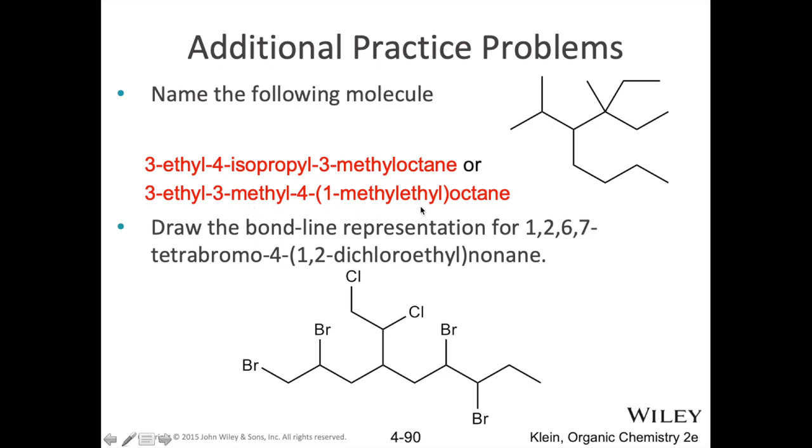Okay? All right. With this one, we draw a 9-carbon chain, and then you just draw your substituents off of it. So we've got four bromines, right? It's tetrabromo. And looking at this, you can see where they're all located on the numbers 1, 2, 6, and 7 carbons. So 1, 2, 6, and 7. And then we have 1,2-dichloroethyl. So you have an ethyl substituent, and there's a chlorine on that first carbon and a chlorine on that second carbon of that ethyl group.